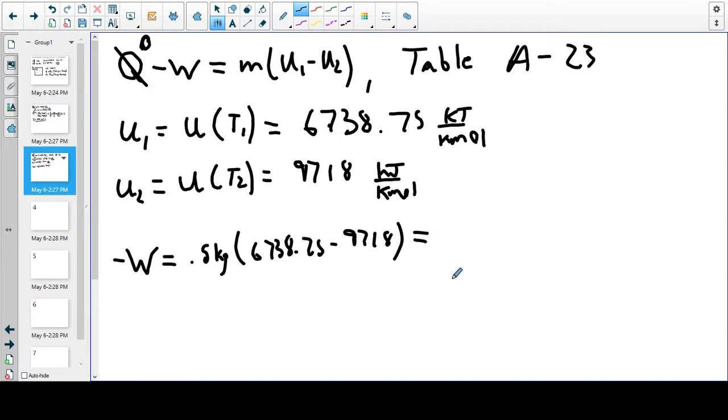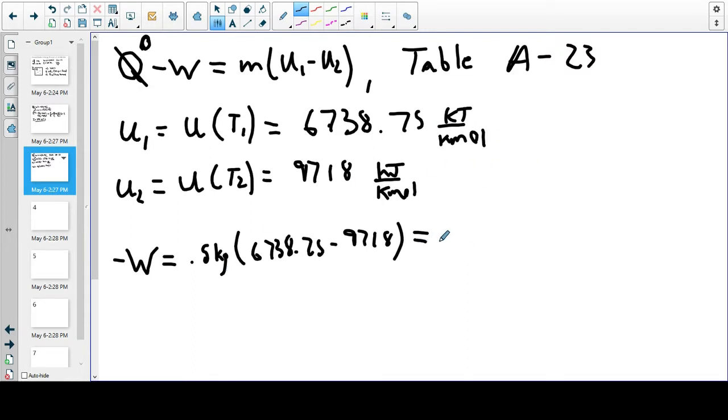And this value, if you calculate it out, you are going to get 0.5 times 6738.75 minus 9718. You get about 3300 or so. But there's a problem with this answer. The problem is that we are in kilojoules per kilomole for these U values, and this is only kilograms. So the kilomoles will not cancel out here, and the answer needs to be in kilojoules.